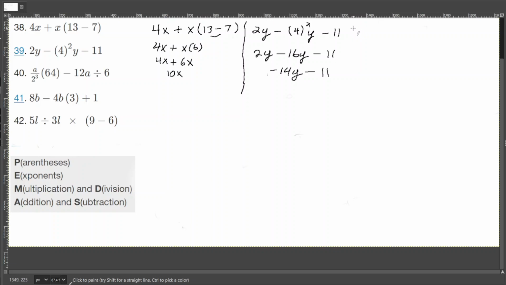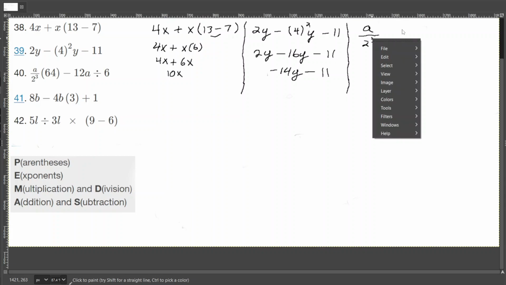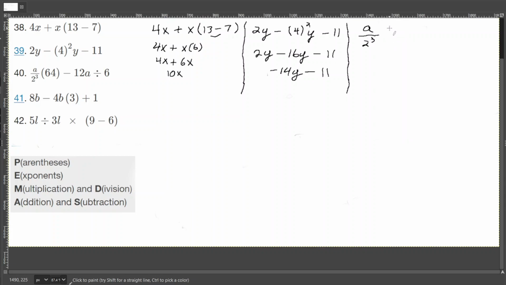Can you do this next one? Let's try it. Okay, so now we have a over 2/3, 2 to the third power, sorry, 2/3, times 64 minus 12a divided by 6.